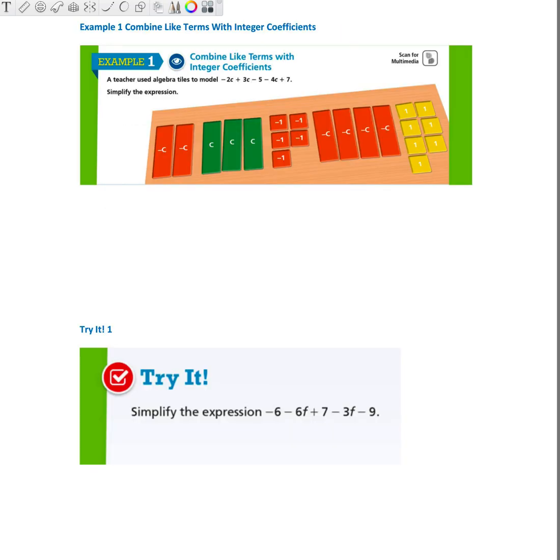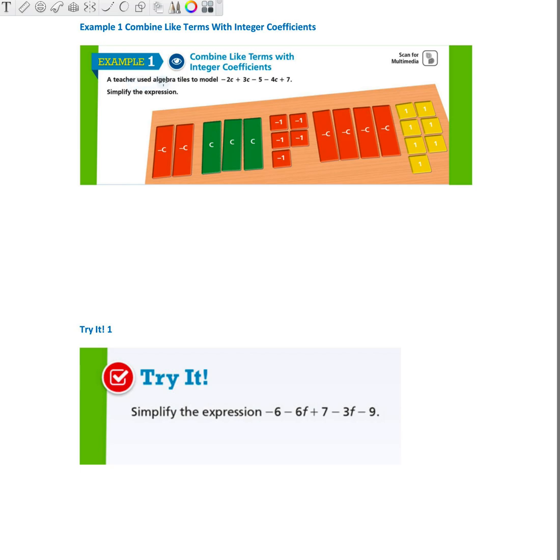So let's move into the first set of examples here. In example 1, we're going to be combining like terms, but they'll have integer coefficients. So integers are whole numbers and their opposites, so we can have negatives, but no fractions and decimals yet. That'll be example 2. So in example 1 here, we're going to be combining like terms with integer coefficients.